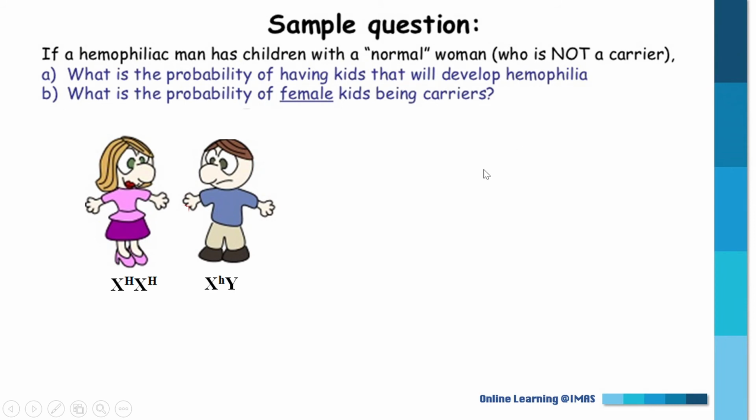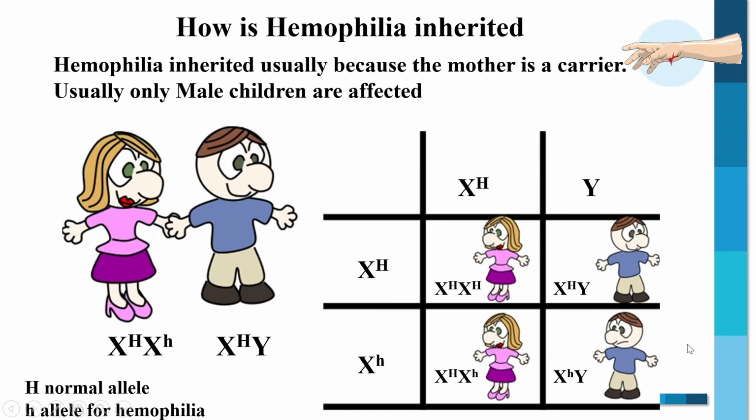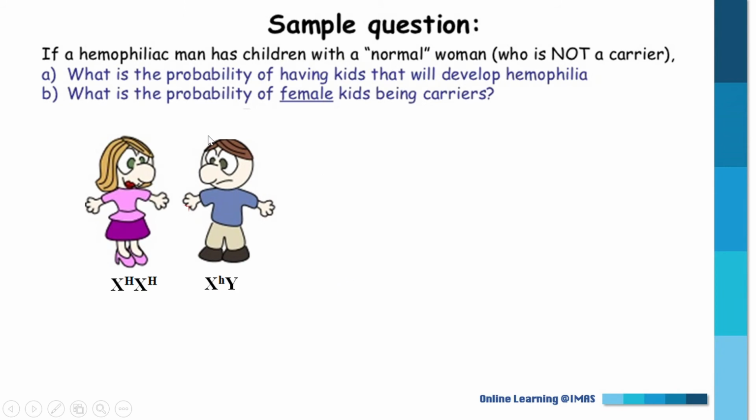Okay, this is a question for you to do. Anyway, I will do it here. You have a normal mother, homozygote for normal, and a hemophiliac father. Let's say this boy marries someone who is normal. Now this hemophiliac boy, now a man, can he pass the disease to his children? What is the probability of having kids that will develop hemophilia? And what is the probability of female kids being carriers?